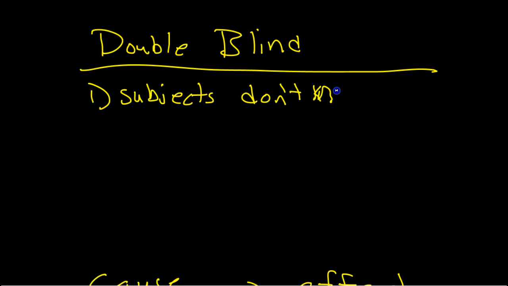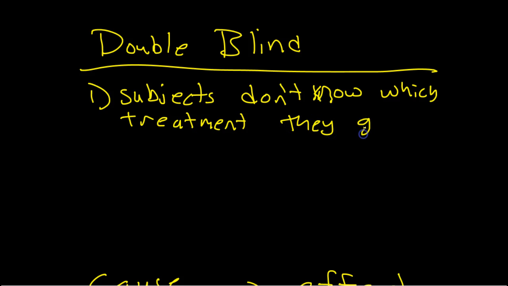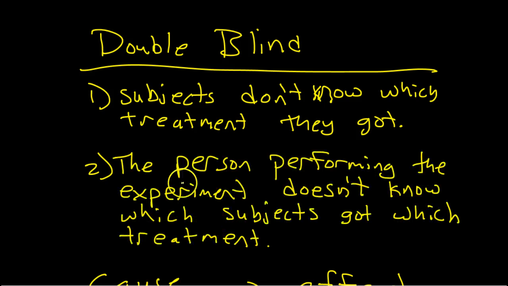I forgot the K. The subjects don't know which treatment they got. Okay, and if it's a double-blind experiment, the second blind is that the person conducting the experiment also doesn't know which treatment any given subject got. All right, so there you go. The person performing the experiment doesn't know which subjects got which treatment.